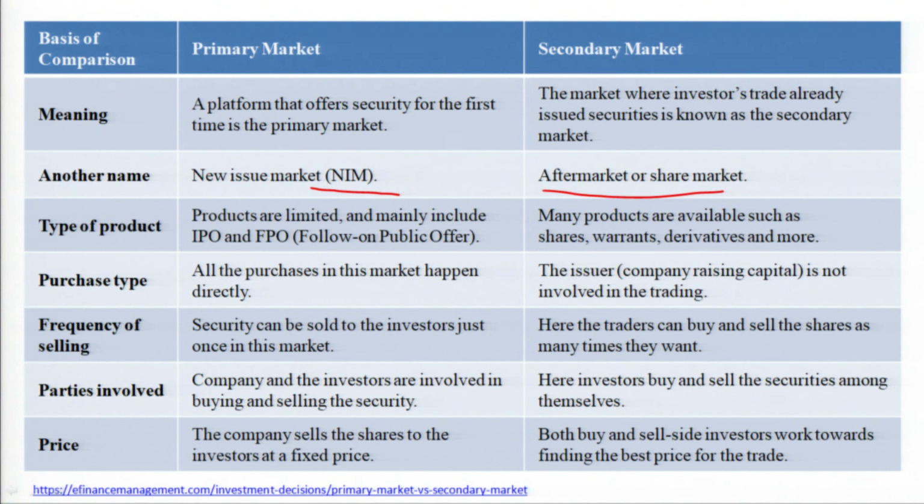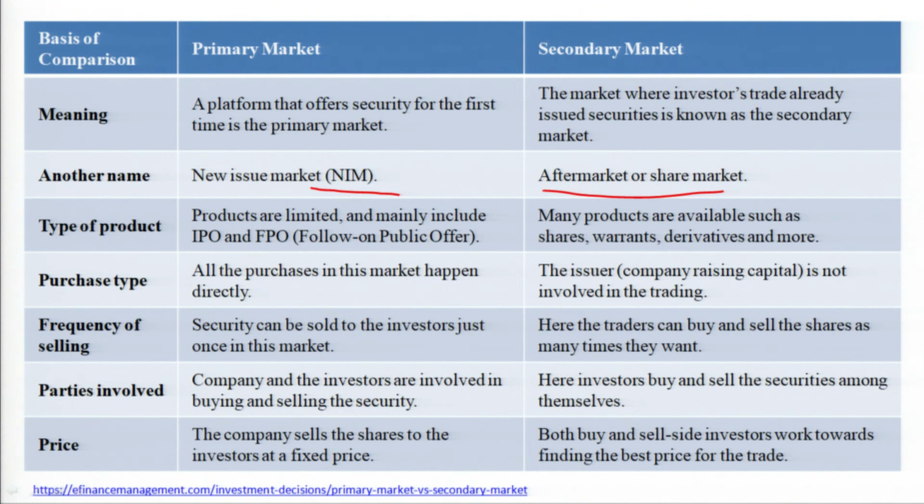The type of product, as a basis of comparison between primary and secondary market: the primary market includes IPOs, that is initial public offerings, and FPOs, that is follow on public offers. Because of this, the products are quite limited in the primary market. In the secondary market, there are so many products available to trade, like shares, warrants, bonds, derivatives and many more, and it is also trending among investors.